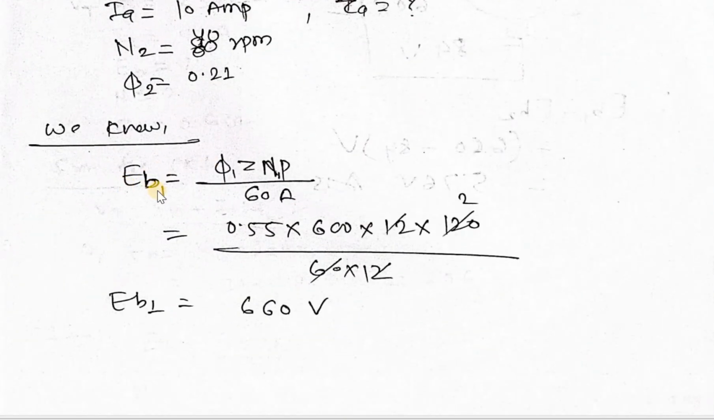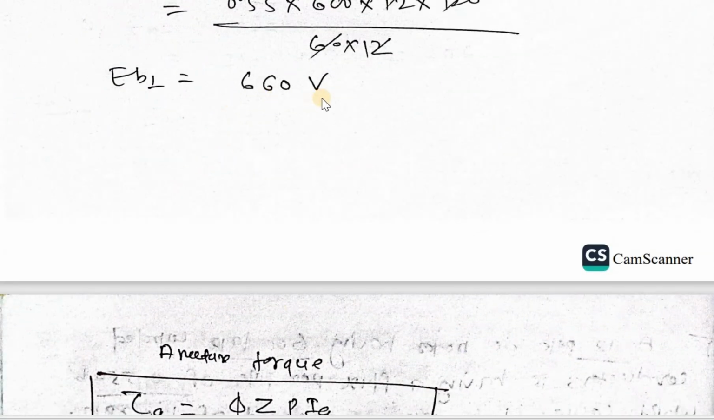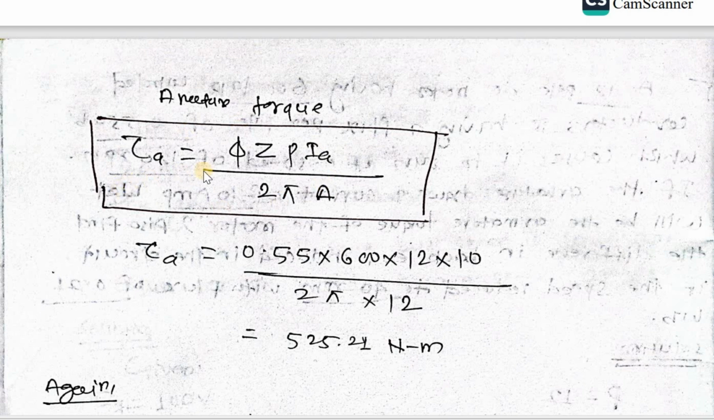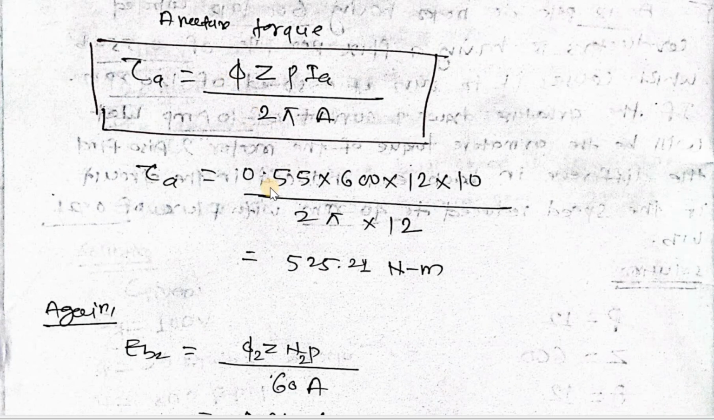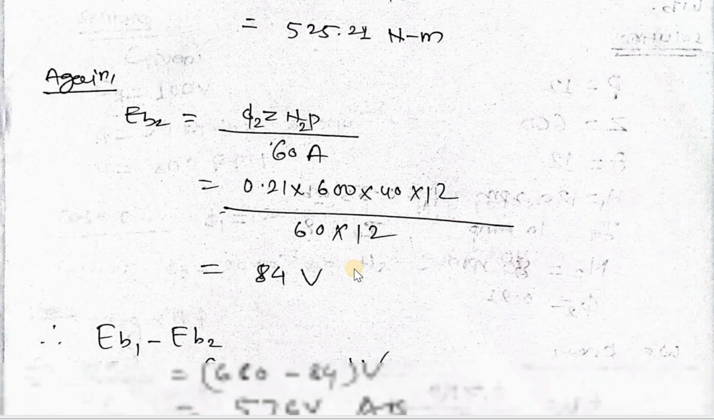We know Eb1, that is back EMF, equal to phi Z N P upon 60A. So put all the values, that is the value of phi 1, Z, N1, P, A. We can get Eb1. This is 660 volt. And next one is armature torque. The formula for armature torque is tau equal to phi Z P Ia upon 2 pi A. Put the value of phi, Z, P, Ia and A. Then we can get the armature torque equal to 5.21 Newton meter.